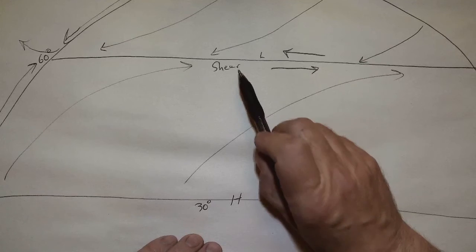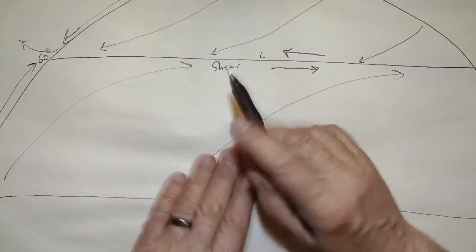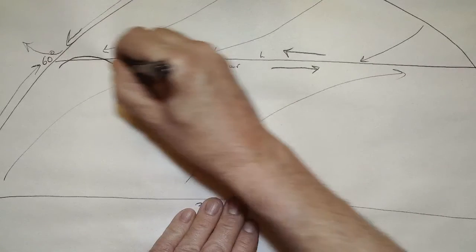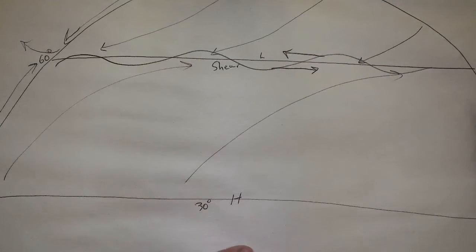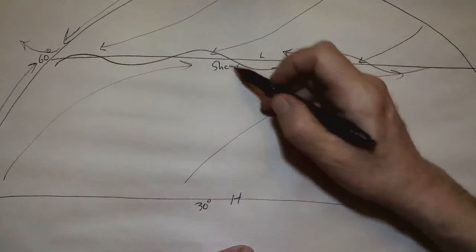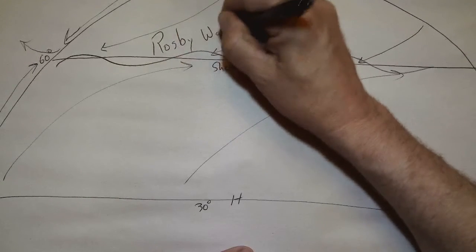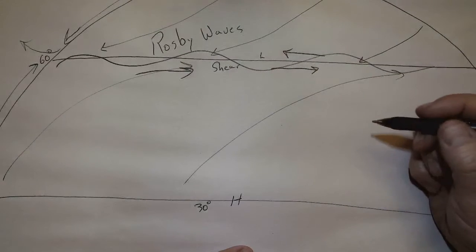Anytime you ever saw wind go across water, well, the water wasn't moving the same speed as the wind, moving two different speeds. What happens? You get waves. That's what we get. We have waves along the polar front. These waves are called Rossby waves, and they move in that direction.